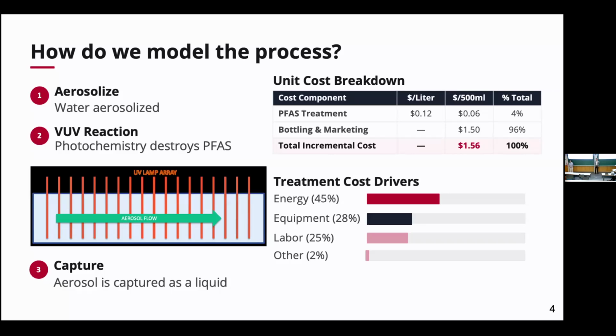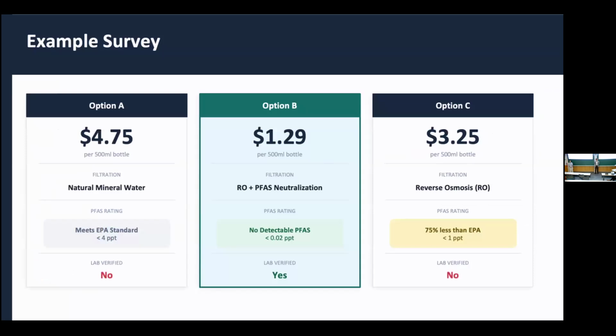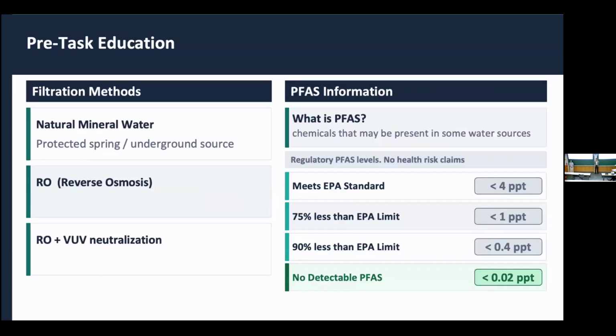I was just wondering, what type of information did you use in the survey? Packaging might play a big role, I think. So that's what I'm trying to get at. How did you portray informing consumers about what PFAS is, and did you consider packaging in that whole survey design?